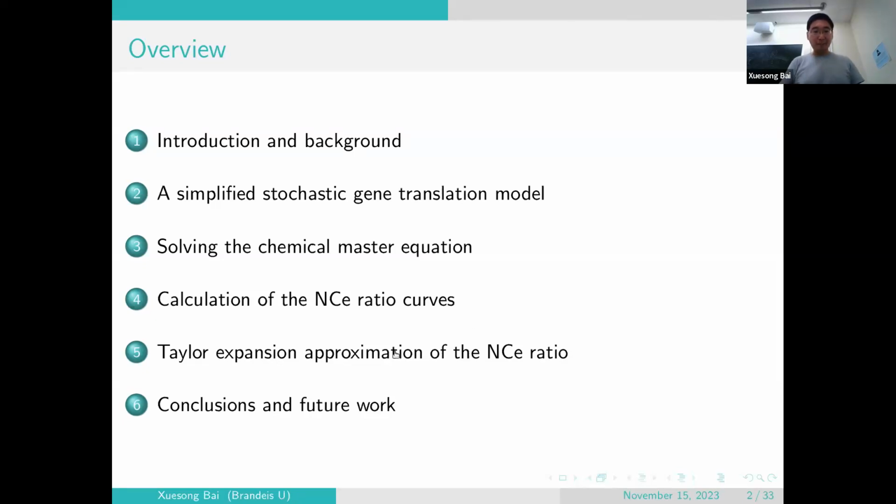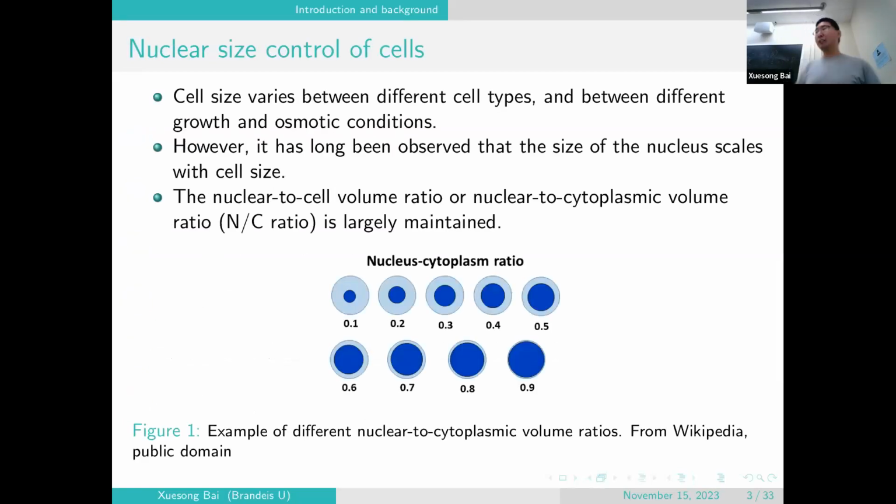Finally, we have this Taylor expansion approximation of this nucleus to cell ratio that helps explain some observations. And last, I will talk about the conclusion and future work. So keep in mind, this is still a work in progress. I can only present what I have. There might be some things that I don't have. I will mention that later.